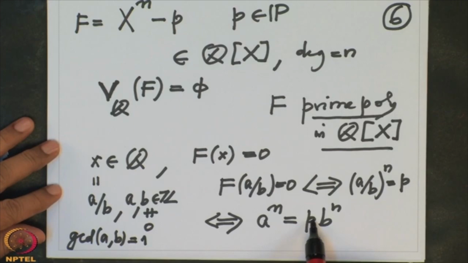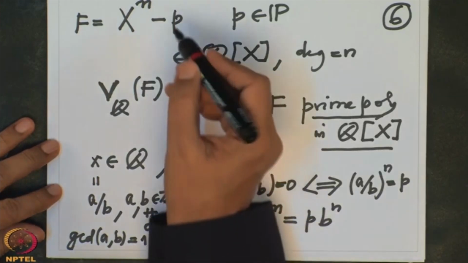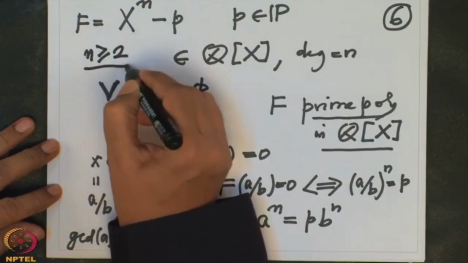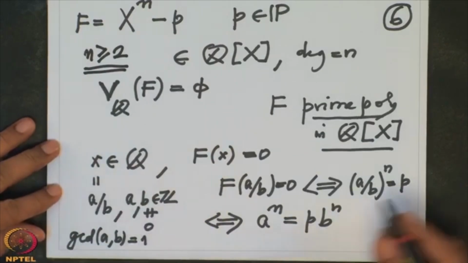But you see, this p divides the right hand side. So therefore p will divide a to the power n, but p is a prime number. So if p divides a to the power n, then p will divide a. But once p divides a, p to the power n is a factor here, and you cancel one of the factors, and then the remaining is n minus 1. So you need the condition n is at least 2. So this is not possible.